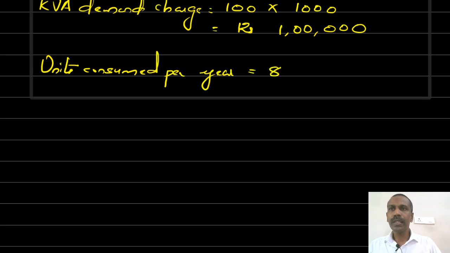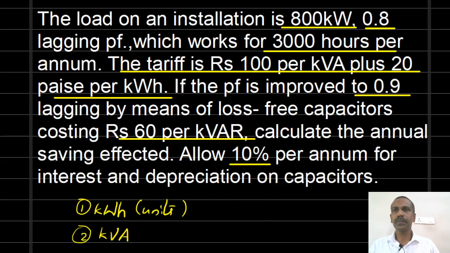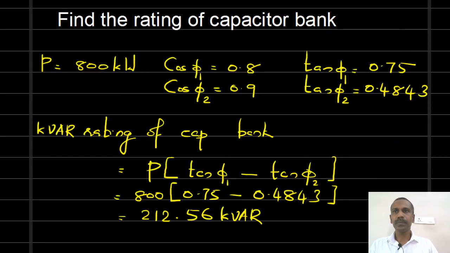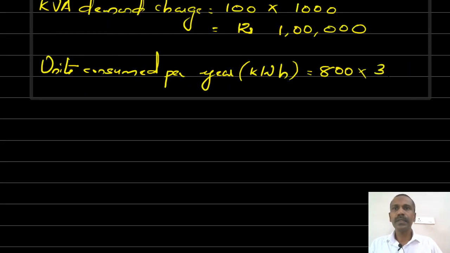The load is 800 kilowatt. What is the units consumed? It is kWh. So this is equal to, what is the kW rating? 800 into hours is 3000. You look at the question. We are using the load for 3000 hours per year. That is 800 into 3000, which is equal to 24 lakh.